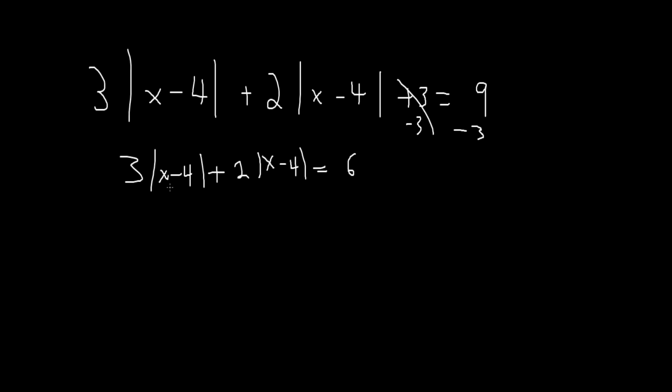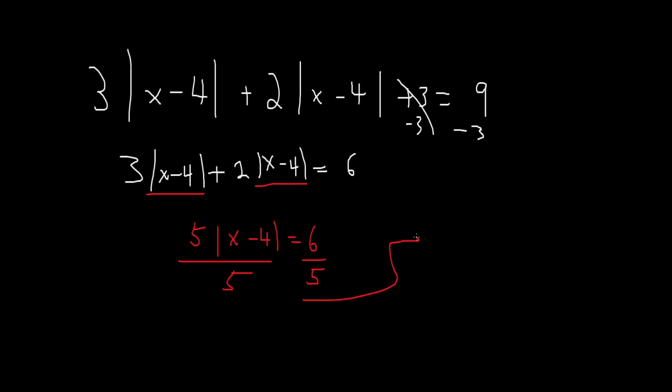So these are essentially the same number. I've got 3 of the number and I've got 2 of the number. So altogether, I have 5 absolute value of x minus 4, and that is equal to 6. So now I've got to divide both sides by 5. And you'll notice that I haven't split the absolute value equation up yet. That's because I need to get the absolute value by itself before I can actually solve for it. So the 5's cancel, and I'm left with absolute value of x minus 4 equals 6 over 5.